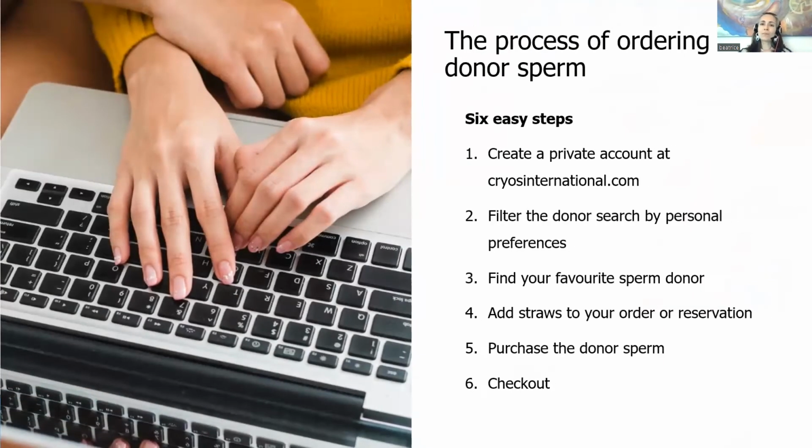But first, let's talk a little bit about the process of ordering donor sperm. You can create an account by logging onto cryosinternational.com. This is completely free of charge. And once you've registered online, you will have free access to our online donor catalog. By filtering the donor search with your personal preferences, you'll be able to hopefully find your favorite sperm donor. And once you've found him, then you can add as many straws as you wish to either an order or a reservation. The next step will take you to purchasing the donor sperm and then the checkout, which is easy peasy.